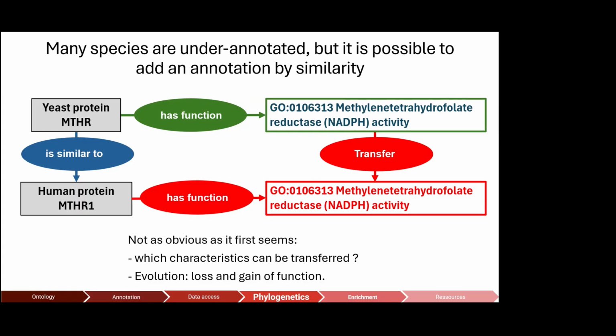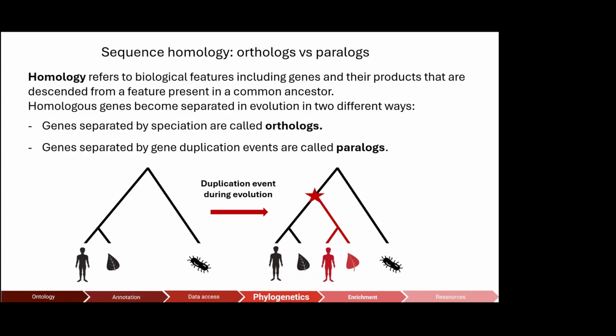But it's not as obvious as it seems, because, as we will see, you cannot transfer whatever you want, and there are some limits. To understand these limits, first we have to see the concepts of homology, orthology, and paralogy. So, all the genes having a common ancestor are homologous, but these homologies do not have the same value. As you see here on the left side, this is a little evolutionary tree for one protein, one gene.